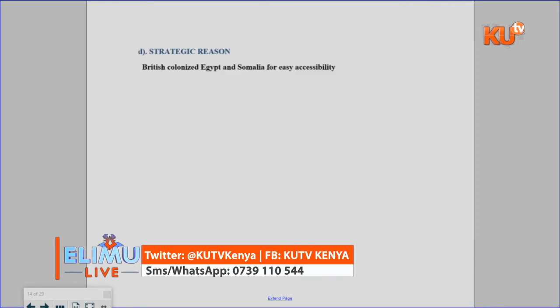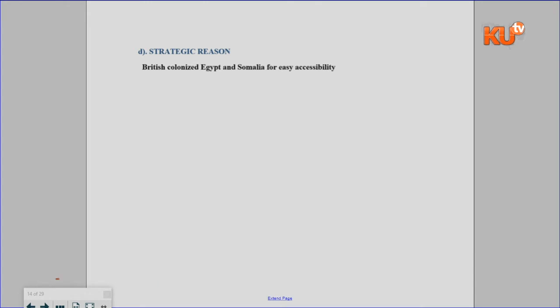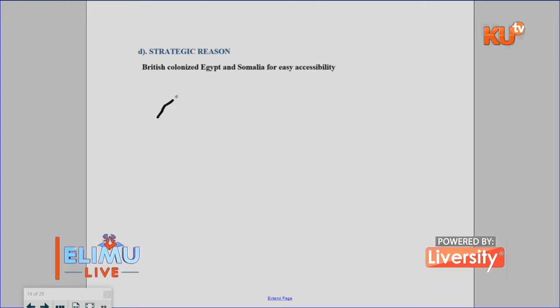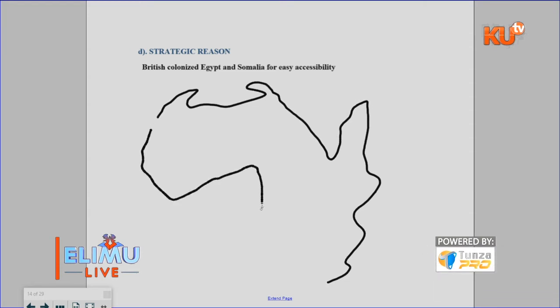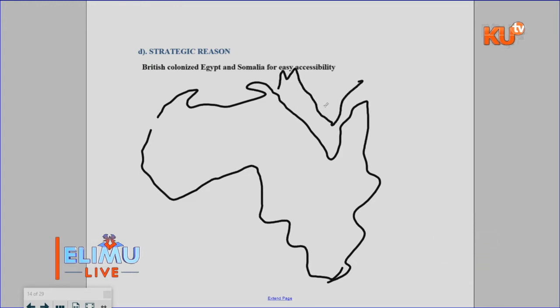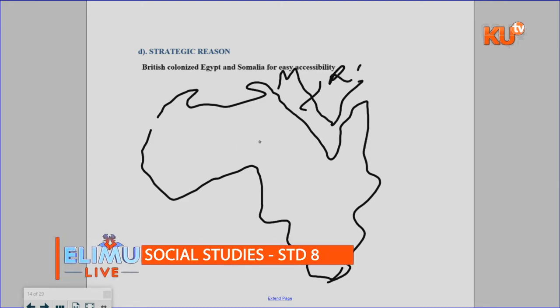Then, strategic reasons. I explained why the British colonized especially Egypt and Somalia. When I talk about Somalia, maybe let me sketch here the map of Africa. If you check that, you are going to find that this is the Red Sea. Then we have River Nile, which stretches all the way from the Mediterranean, then goes all the way to here. So this one is Lake Victoria. Lake Victoria is around this part.